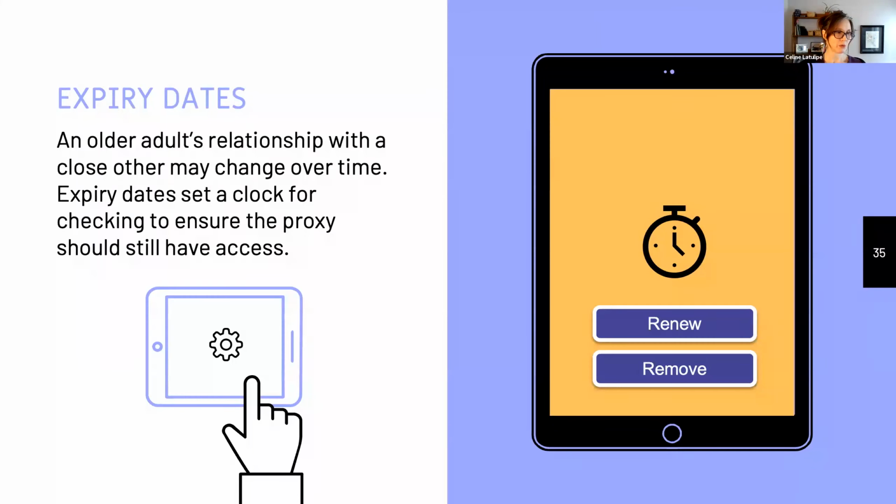So one of the things that we've been thinking about is expiry dates. If you set up somebody to have proxy access to your account, that relationship could change. Over time, maybe you don't need help any longer. Maybe it was temporary. So having expiry dates by default, every year you need to renew. Do you still want this person to have access to your account and be able to act on your behalf? Right. So this could be a safety check for the older adult or the account holder.